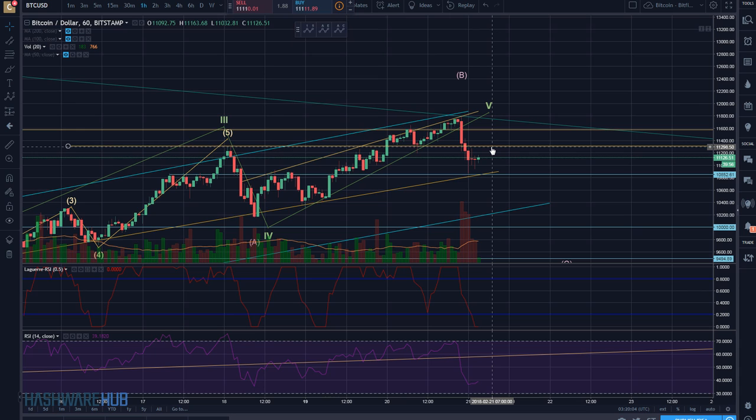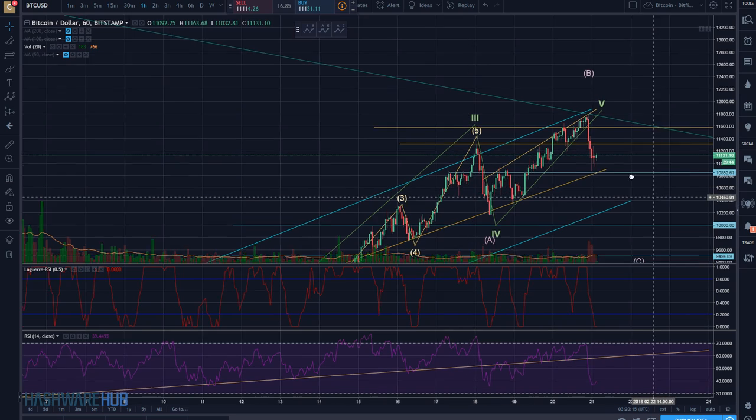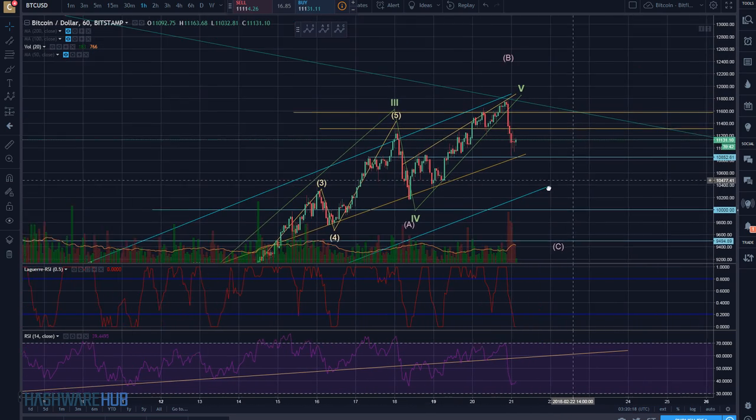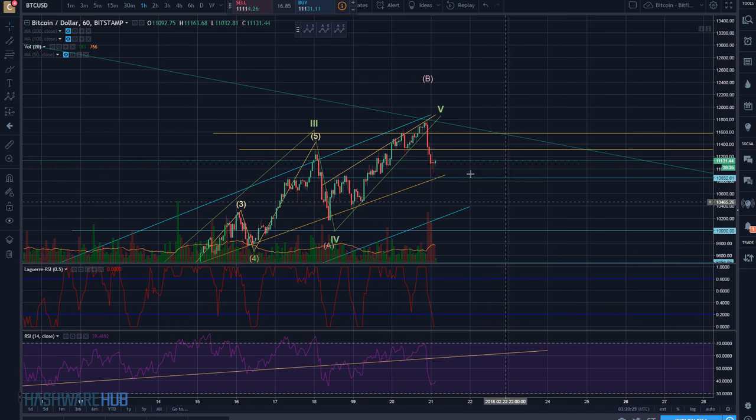This line here, this 11,300, also happens to be the top of this right here. Okay, which is definitely significant. So, it was the top of the large 3 wave. It's right here. So, what could possibly happen with regards to this correction? All bets are off. It could be all sorts of different types of chart patterns.